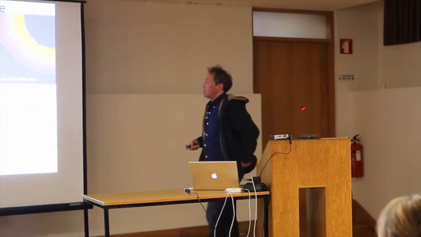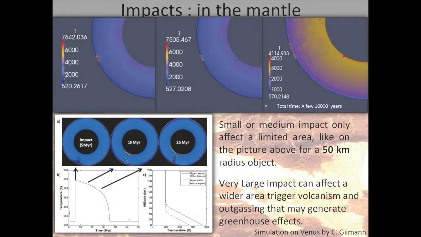Smaller impacts have, of course, smaller effects. These are the simulations on Venus done by Cedric. They can last maybe 10,000 years, and they don't really change the mantle structure too much. The large impacts, about 100 kilometers and above, have long-lived convection patterns that can also trigger volcanism and outgassing. It may generate greenhouse effects and affect the atmospheric evolution.